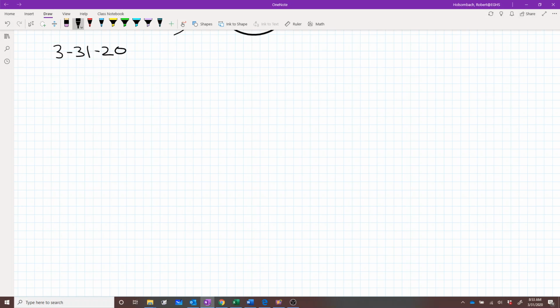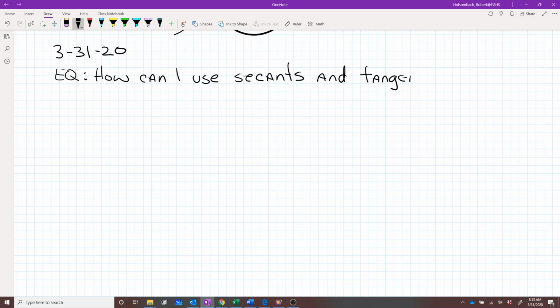Here we are in the last day of March 2020, and your essential question for geometry today is, how can I use secants and tangents to solve circle problems?